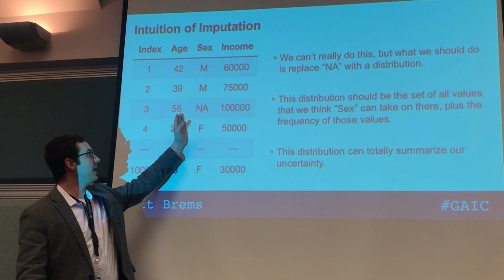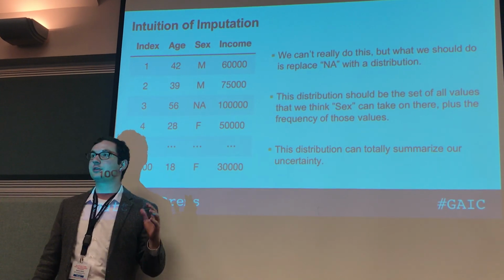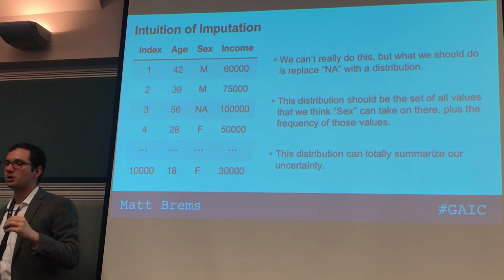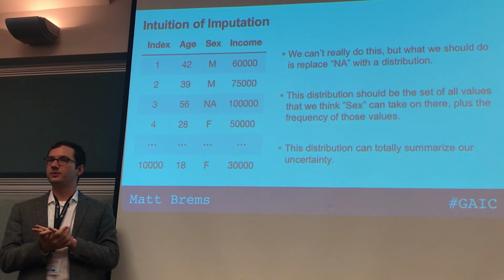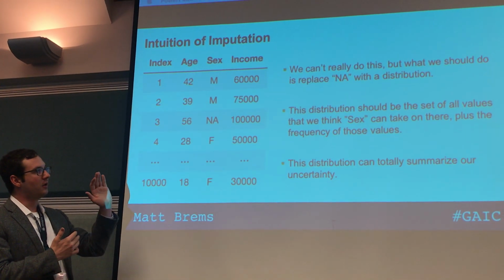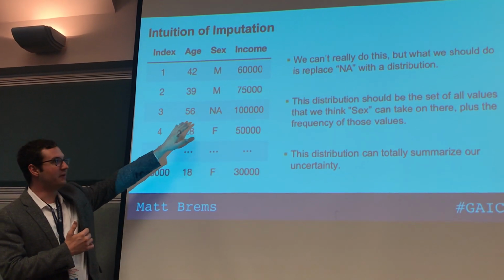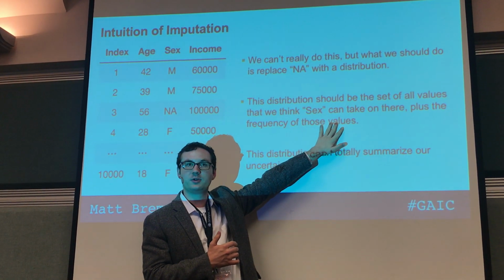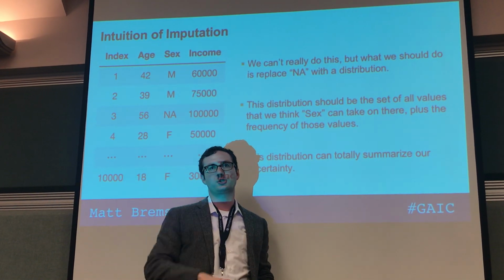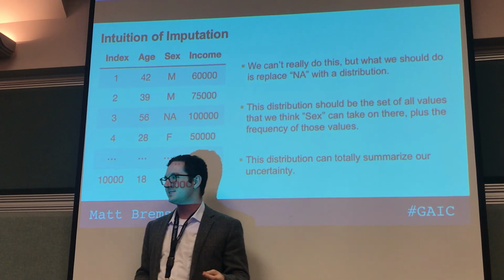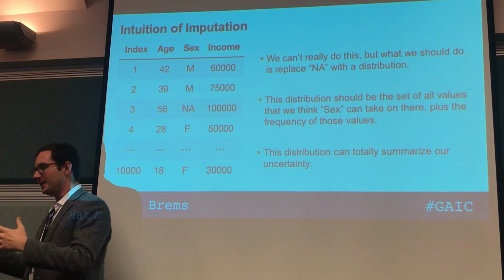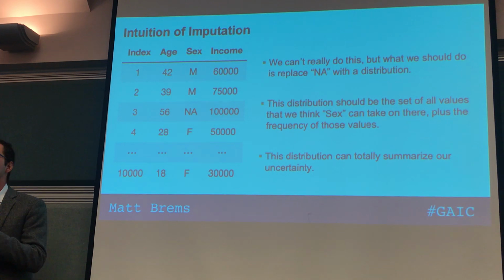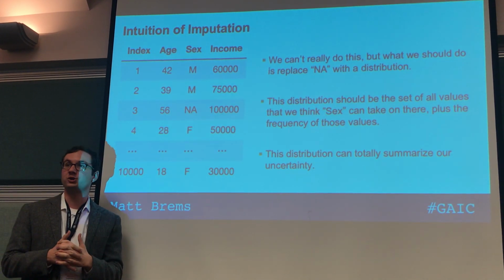So let's say I've got male, I've got female, and then I've got a third category here. So I might try and fit a distribution to this. That distribution would be the set of all values that sex can take on, in this case, and how frequently we would observe these values. So it's just going to be like a little bar chart. The upside is that the distribution is going to totally summarize our uncertainty or our certainty in this.